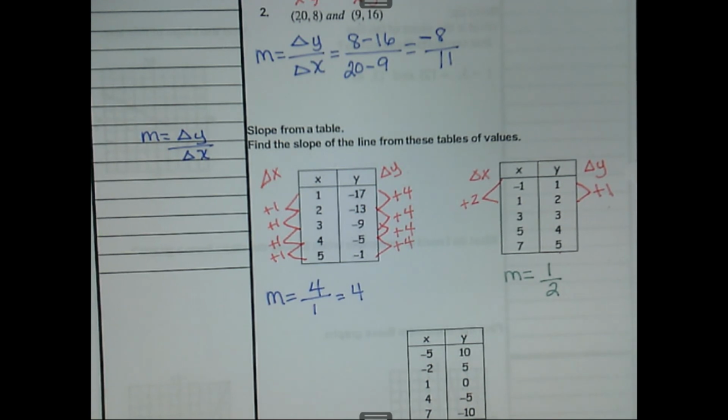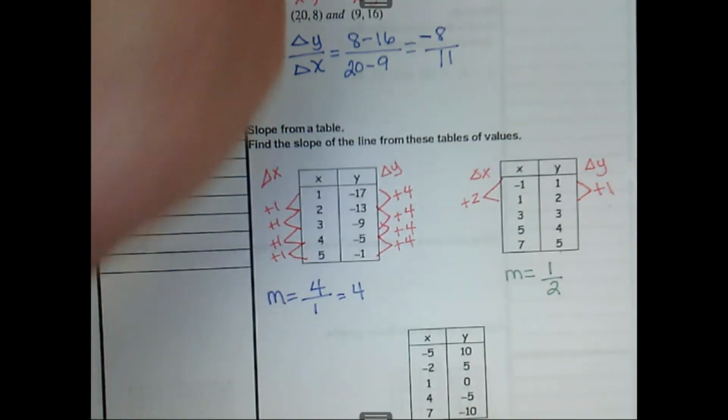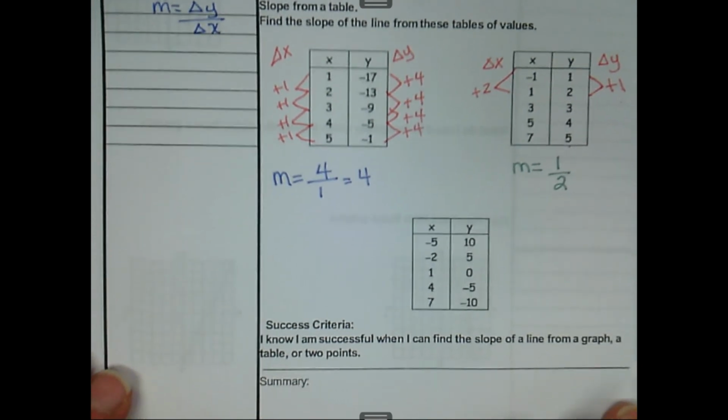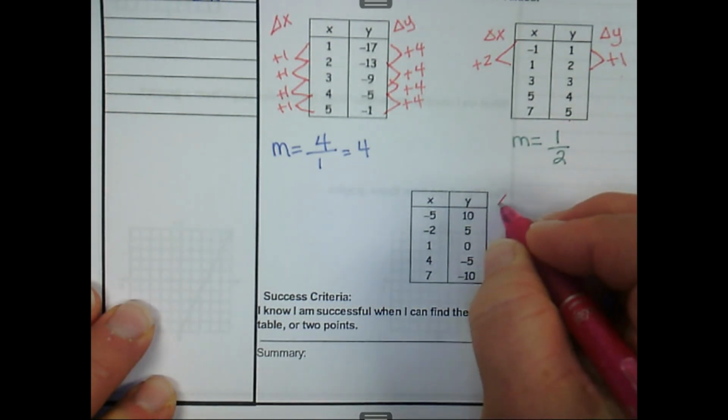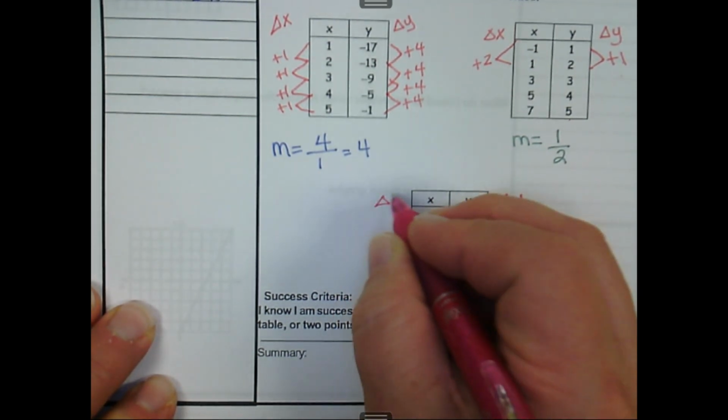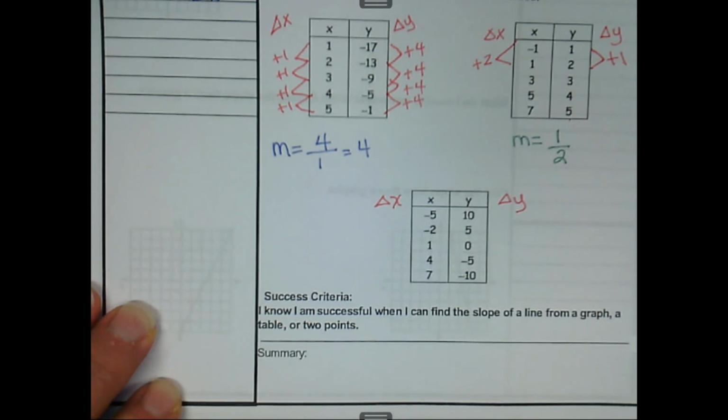Okay, pause the video and see if you can do the next one on your own. This time, you do not have it going up by 1 on your x or going up by 2. What does it look like? What is your delta y and what is your delta x? I hope you tried on your own.